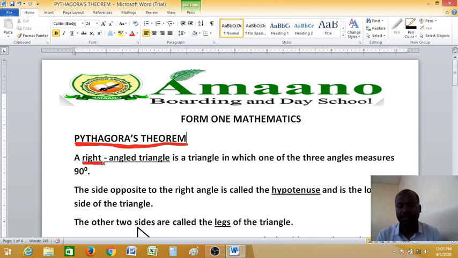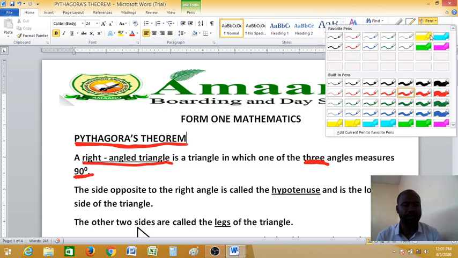A right-angled triangle can be defined as a triangle in which, of the three angles, one measures 90 degrees. Then the triangle is said to be a right-angled triangle. So the first term that we are going to use in this Pythagoras theorem is right-angled triangle.